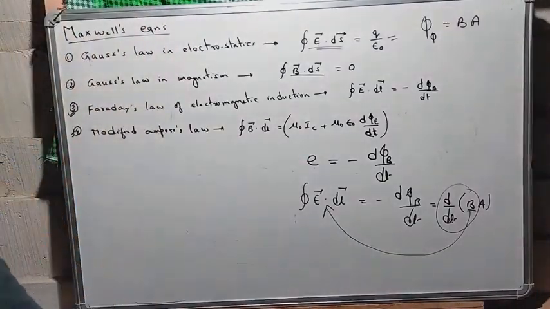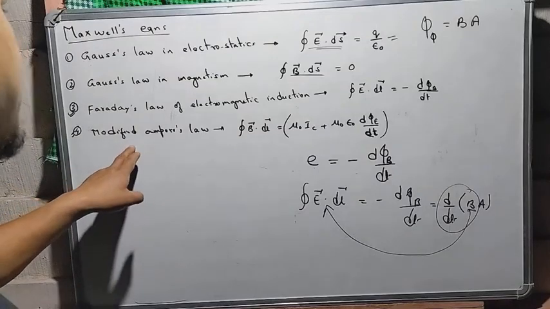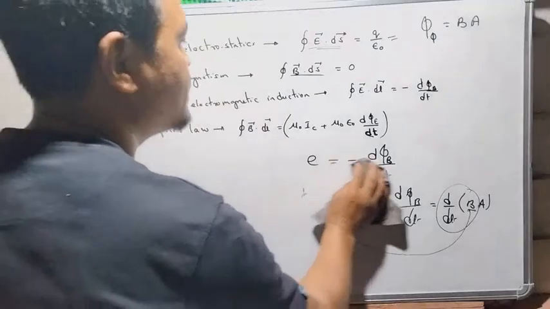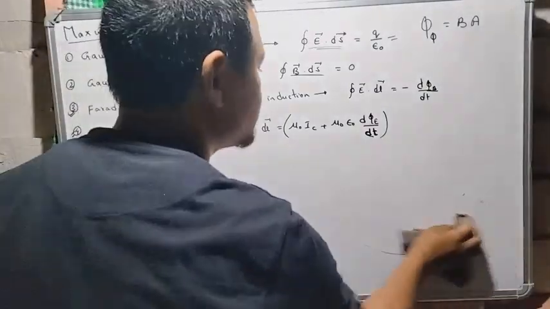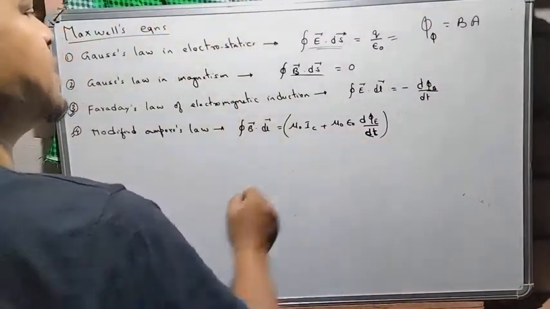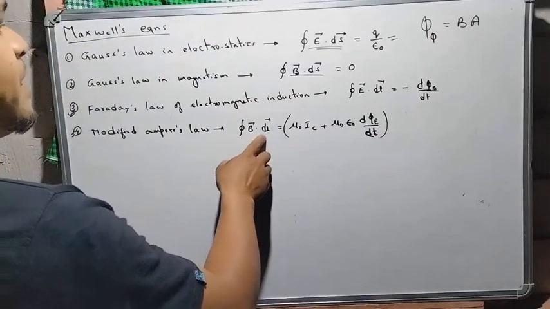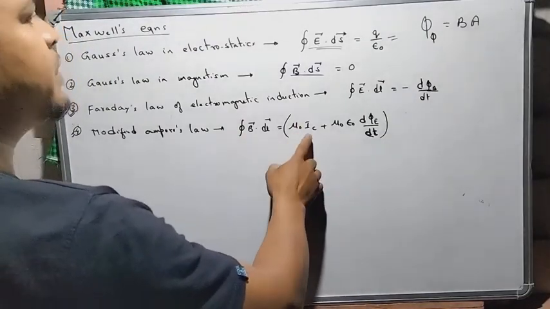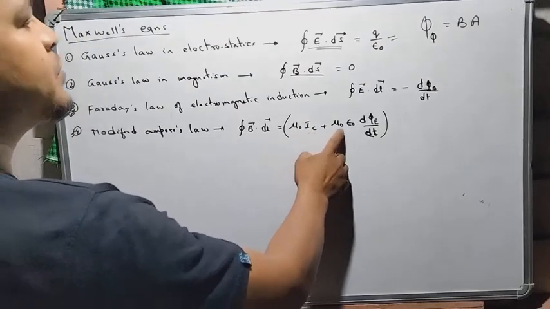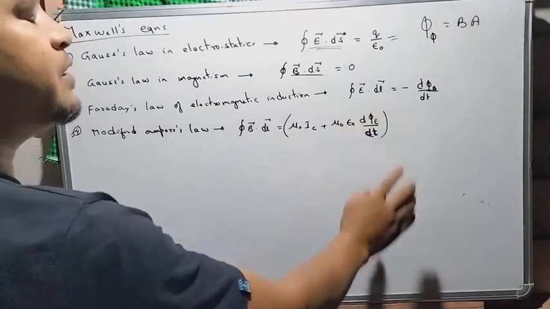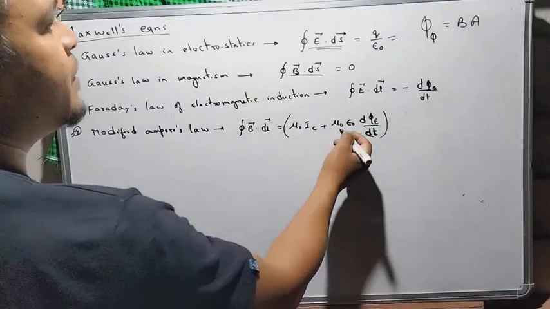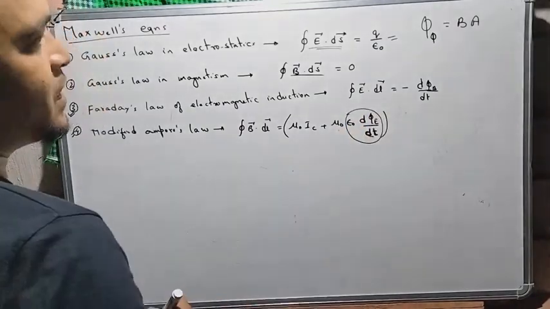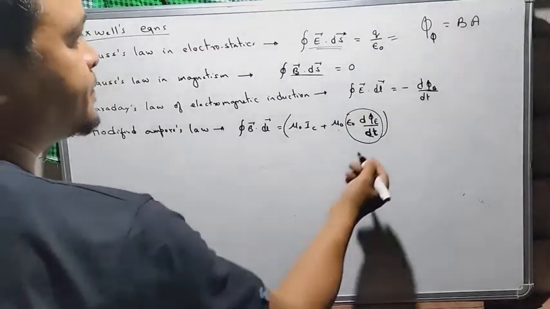The fourth equation of Maxwell is the modified Ampere's law. The line integral of the magnetic field around any closed loop is equal to mu naught times the conduction current plus mu naught epsilon naught d phi E upon dt. This second term stands for the displacement current. I hope you still remember.